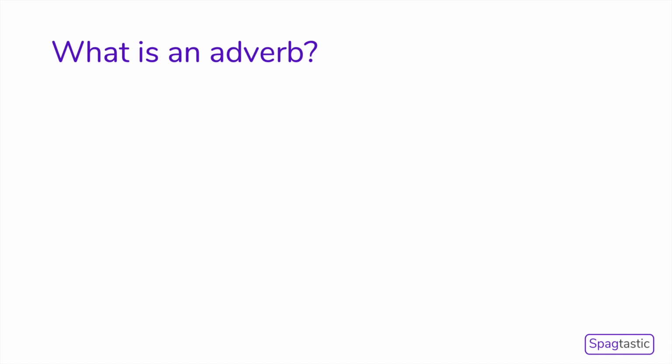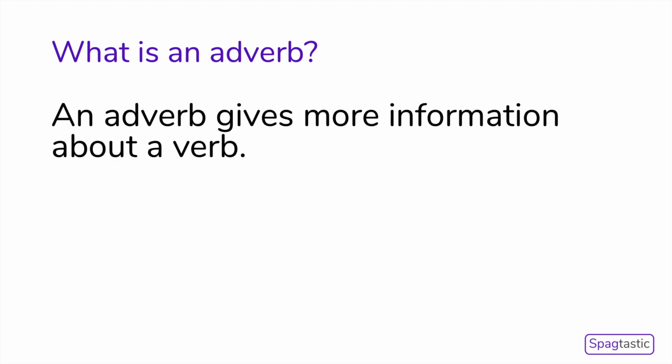What is an adverb? We can use adverbs to make our writing more interesting. An adverb is a word that gives more information about a verb. It tells us how the verb happened.